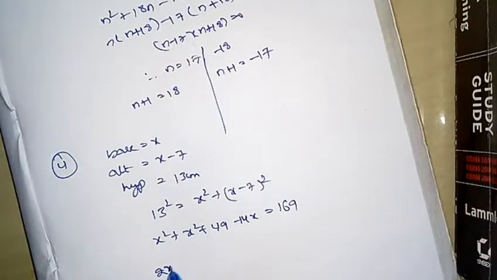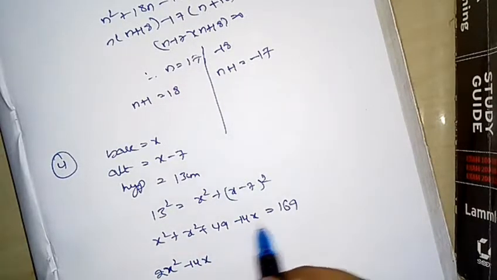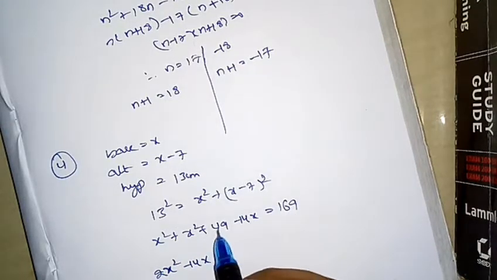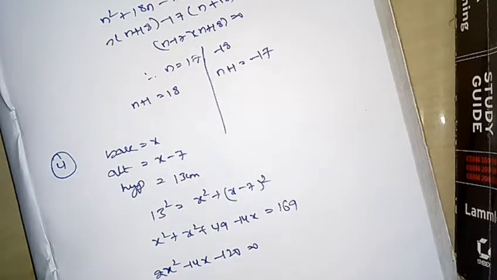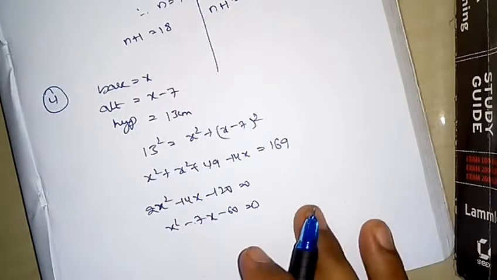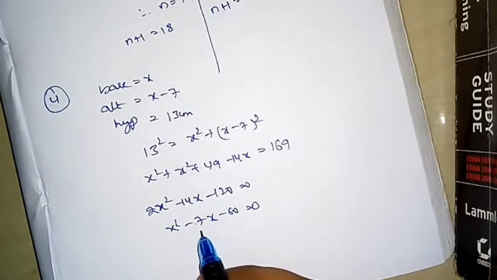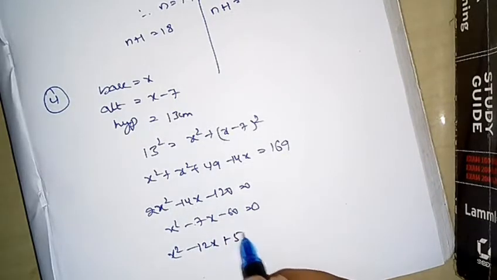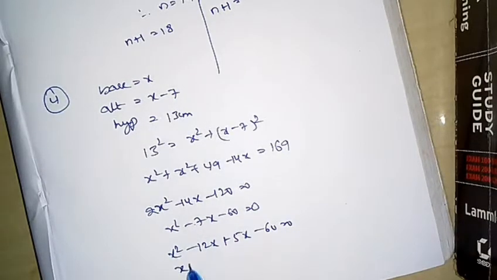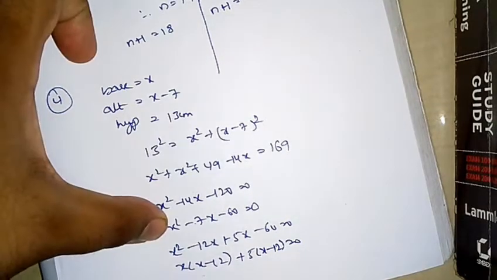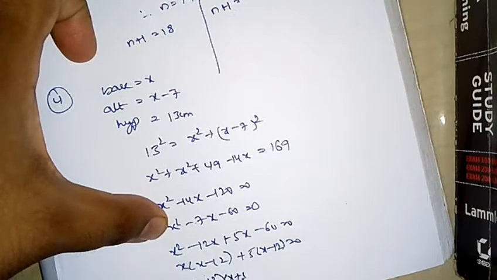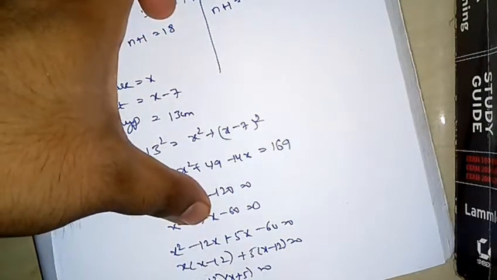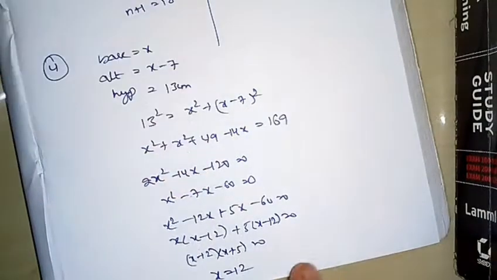So 2x square minus 14x. If you subtract 169 from 49, you get minus 120 is equal to 0. Or x square minus 7x minus 60 is equal to 0. 12 into 5 is 60, and minus 12 plus 5 is minus 7. So you can write it as x square minus 12x plus 5x minus 60 is equal to 0. So x into x minus 12 plus 5 into x minus 12 is equal to 0. So x minus 12 into x plus 5 is equal to 0. Side cannot be a negative number, so x equal to 12 is the solution for this equation.